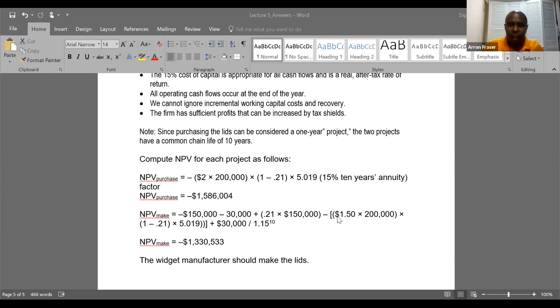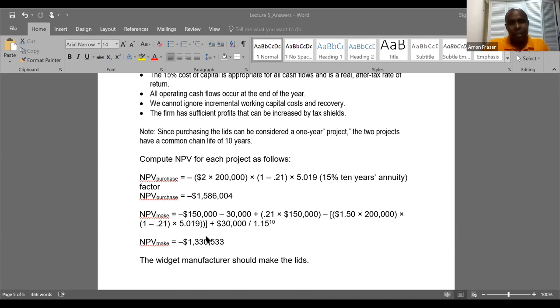Now, the cost to manufacture the 200,000 lids. So you would have estimated that the cost to manufacture was $1.50 times the 200,000, multiplied by the tax shield, which is one minus the tax rate. And then you multiply all of that by the 10 years, 15% annuity factor, right? So that's going to work out the cost aspect of it.